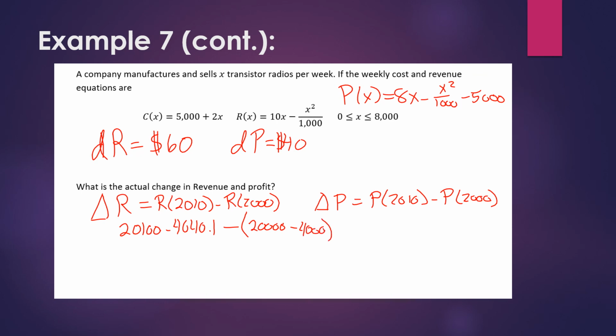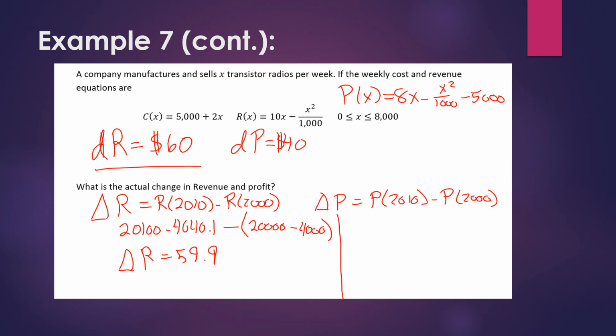So 20,100 minus 4,040.1 minus 20,000 minus 4,000 is going to give me 59.9. So the change in revenue is 59.9, which if you check, our approximation was 60. So we're off by 10 cents. So we're going to get a similar result with profit.